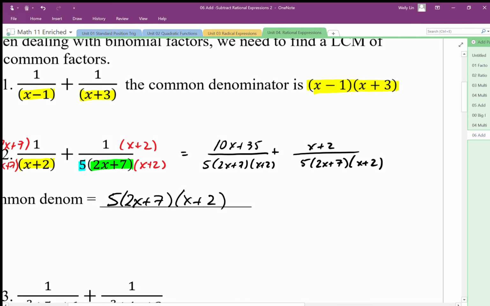Now we can combine like terms in the top. So we end up with 11x plus 37, and that's all over the lowest common denominator of 5 times 2x plus 7. The 2x plus 7 again represents one factor. X plus 2 represents another factor.